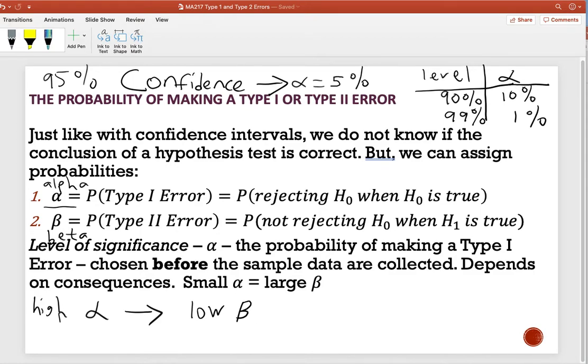So what that means then is that for the significance level of 1%, our Type 2 error probability is high. For a level of significance of 10%, our Type 2 error probability is low. But then our level of significance is kind of high then, which is why 95% is used a lot. 1% is used more with regards to drug testing and whatnot.